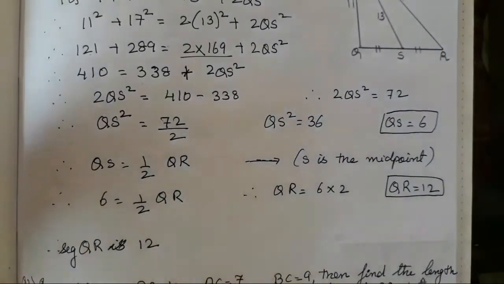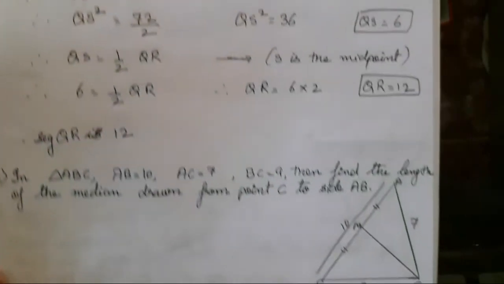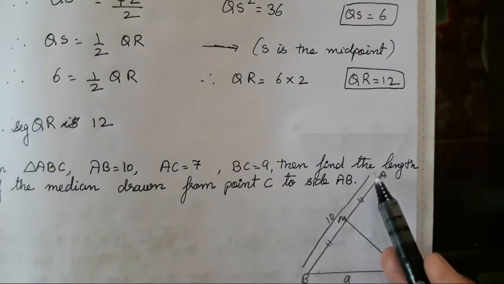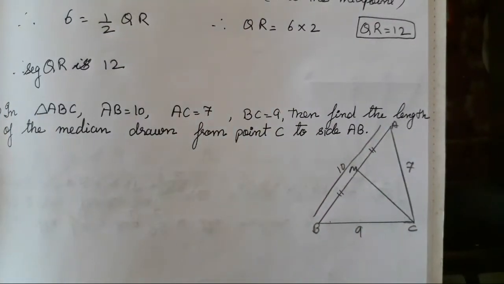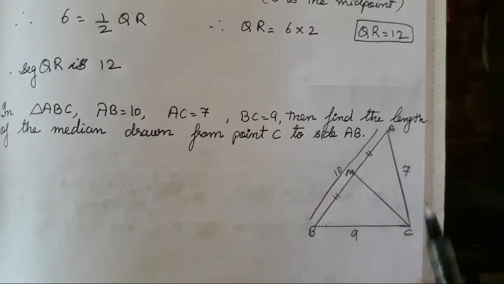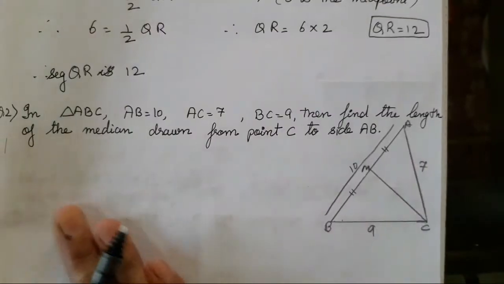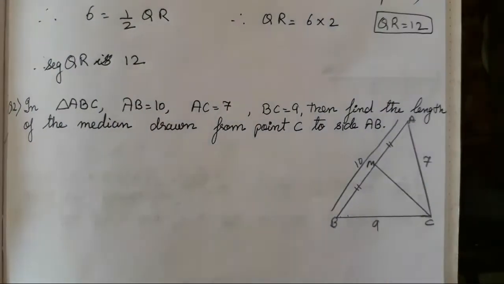Okay, now let's solve question number 2. In triangle ABC, so this is the triangle, AB is 10 centimeter. Now this side is already given, children, so don't get confused. This side is already given. In the last question we had to find this. Now we have to find the median, children. This is the opposite, so that it will be easy for you all to understand. That is why I am explaining the diagram first.